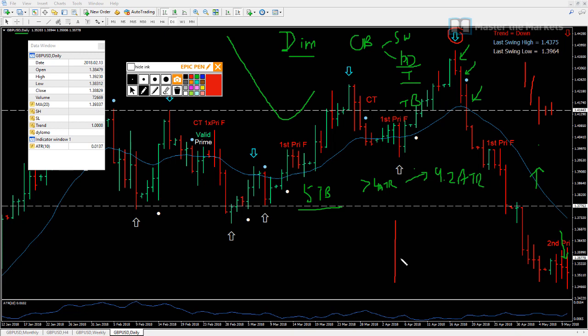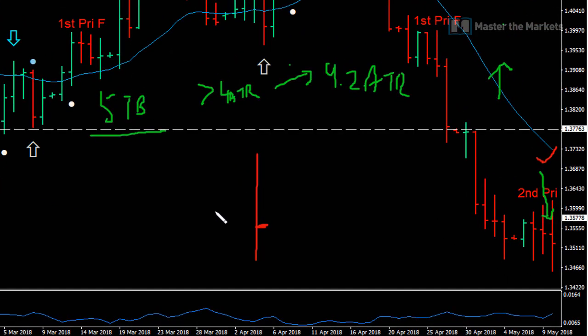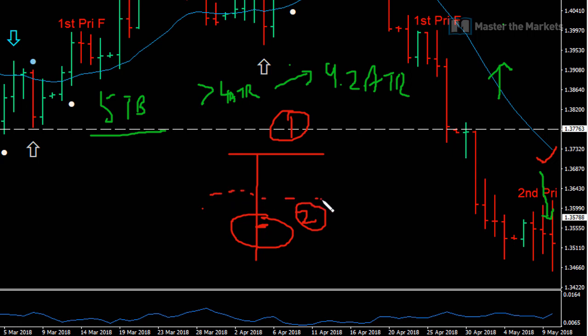The first thing you've got to look at is the close of the outsider bar. Has it closed below its mid-range? In this case, yes, it has. Then the three ways to enter it. First, we can enter on the high of the outsider bar. The second way is the close. The third way we can look to enter the outsider bar is the mid-range of the outsider bar.